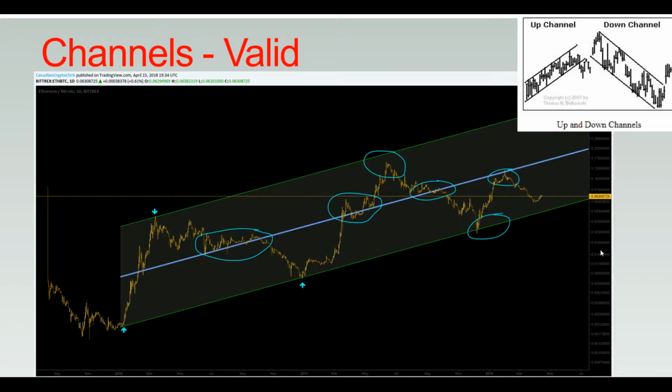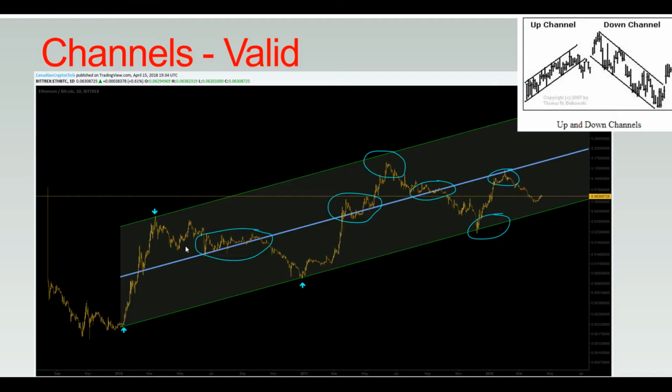Next one is a channel. Channels are basically two parallel lines with a trend line in the middle. That's kind of how you confirm it. You start by putting a bottom and then a top and then a bottom is how you usually scale these. You don't usually start with two bottoms and then a top. I don't really consider those valid parallel lines.